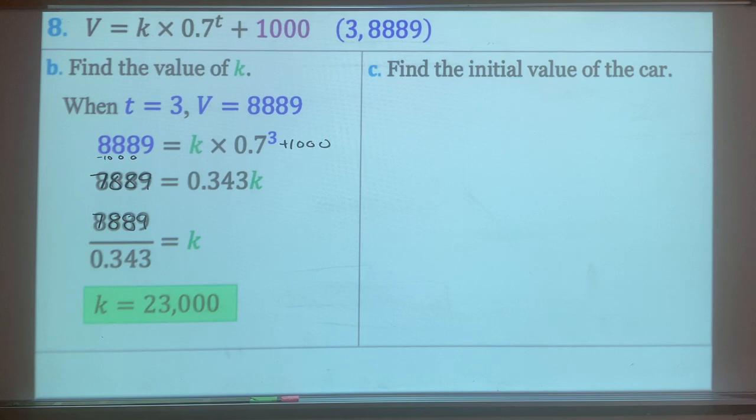And that's it. Okay. What is the initial value of the car? I missed that. Initial value of the car.